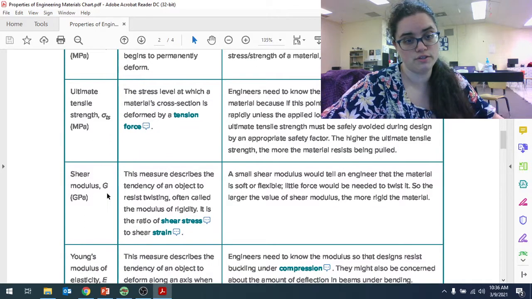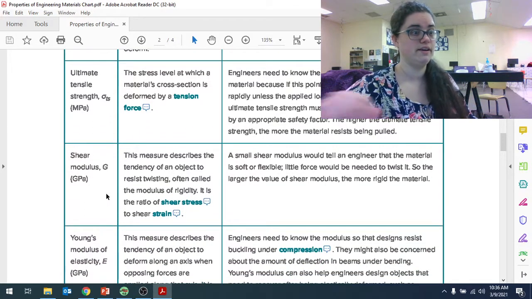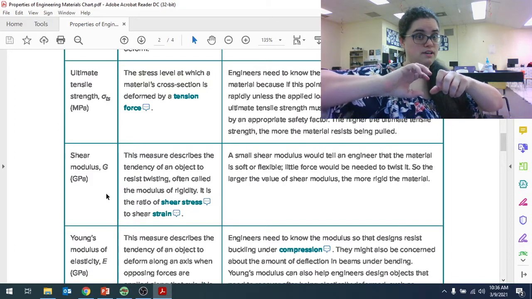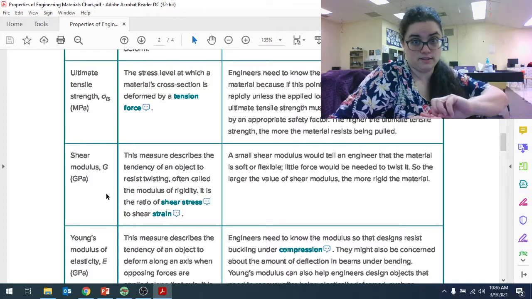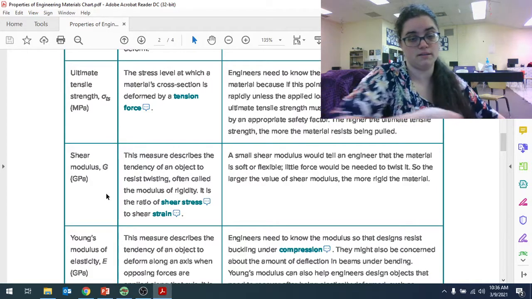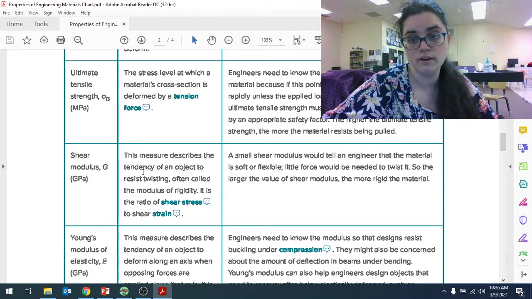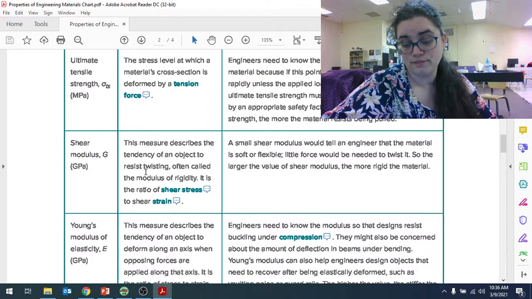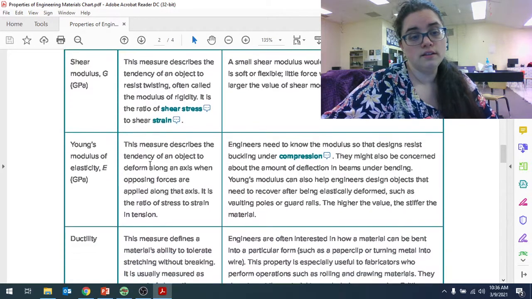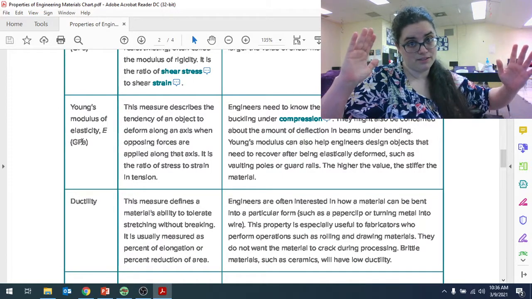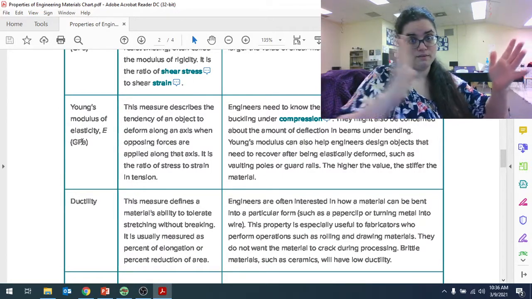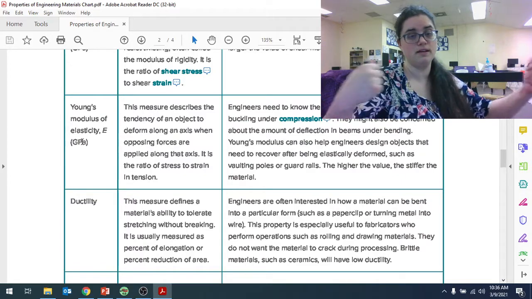Your shear modulus. Shearing is about twisting. Like if I am turning a bolt and the material suddenly starts to actually bend instead of biting into something it's supposed to. So that's about shear. How flexible is it? The modulus of elasticity has to do with, if I squish it down, does it bounce back? Is it elastic? How much can I compress it and have it come back to its original shape?